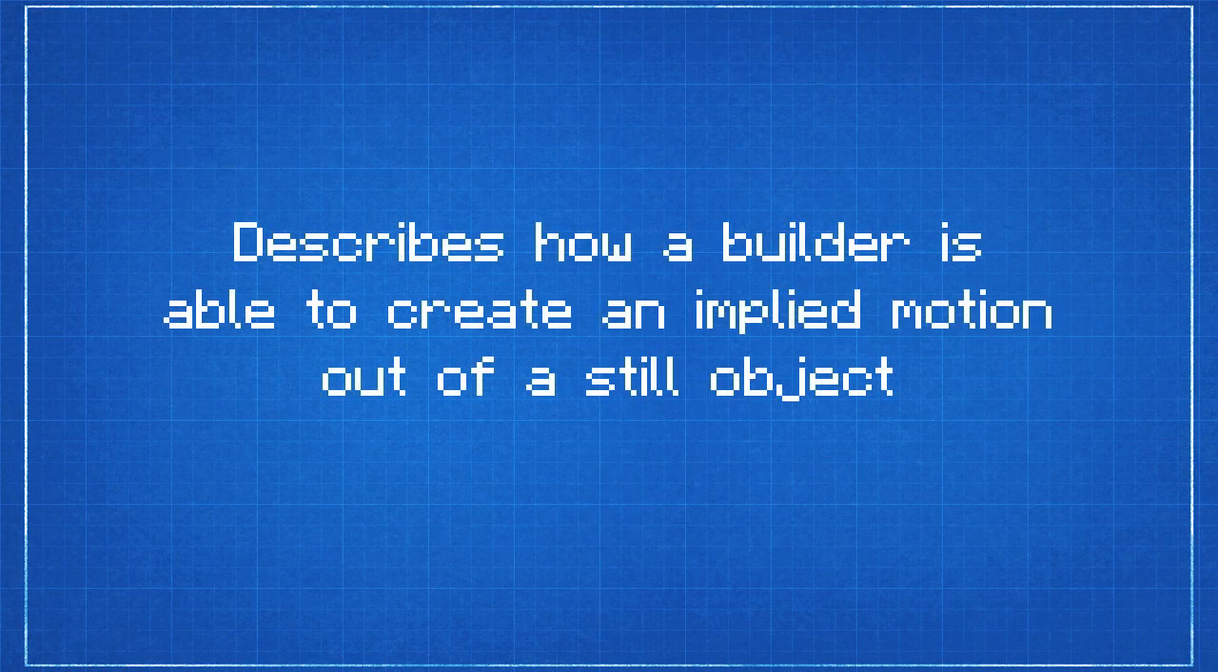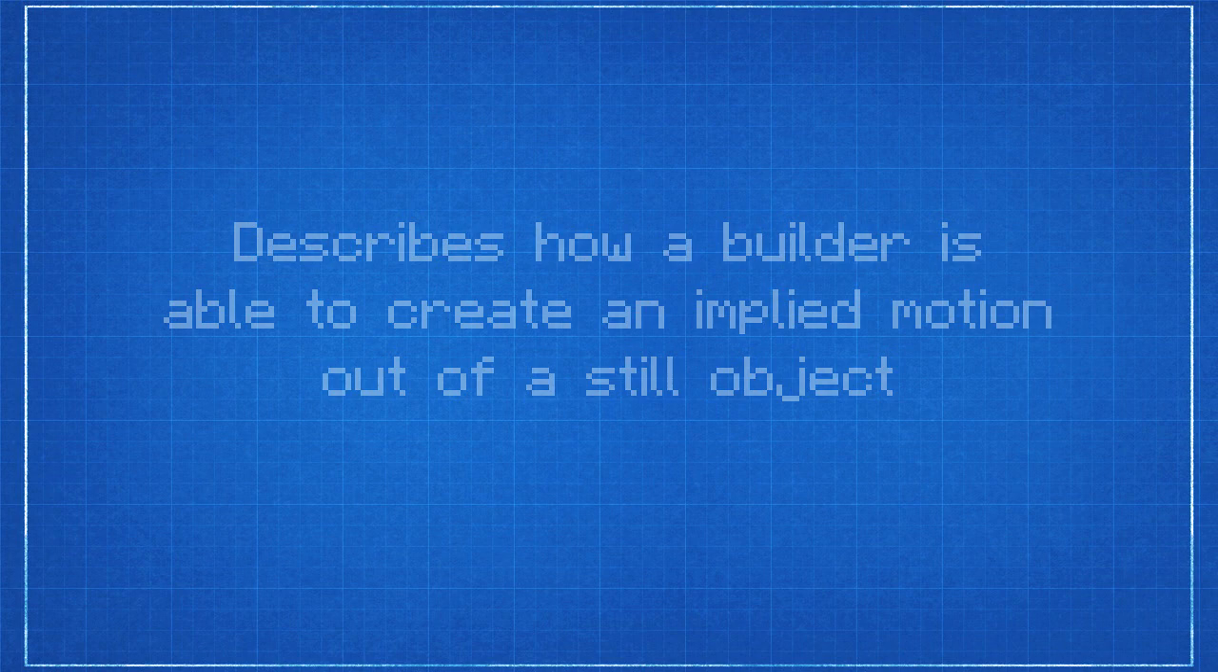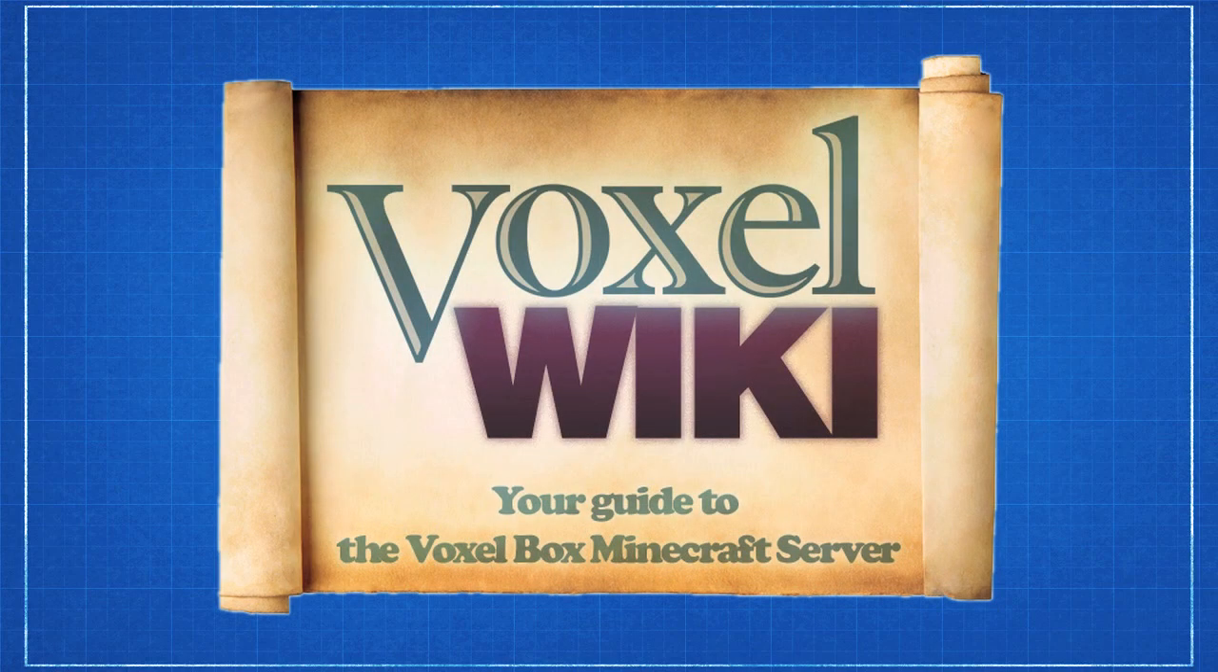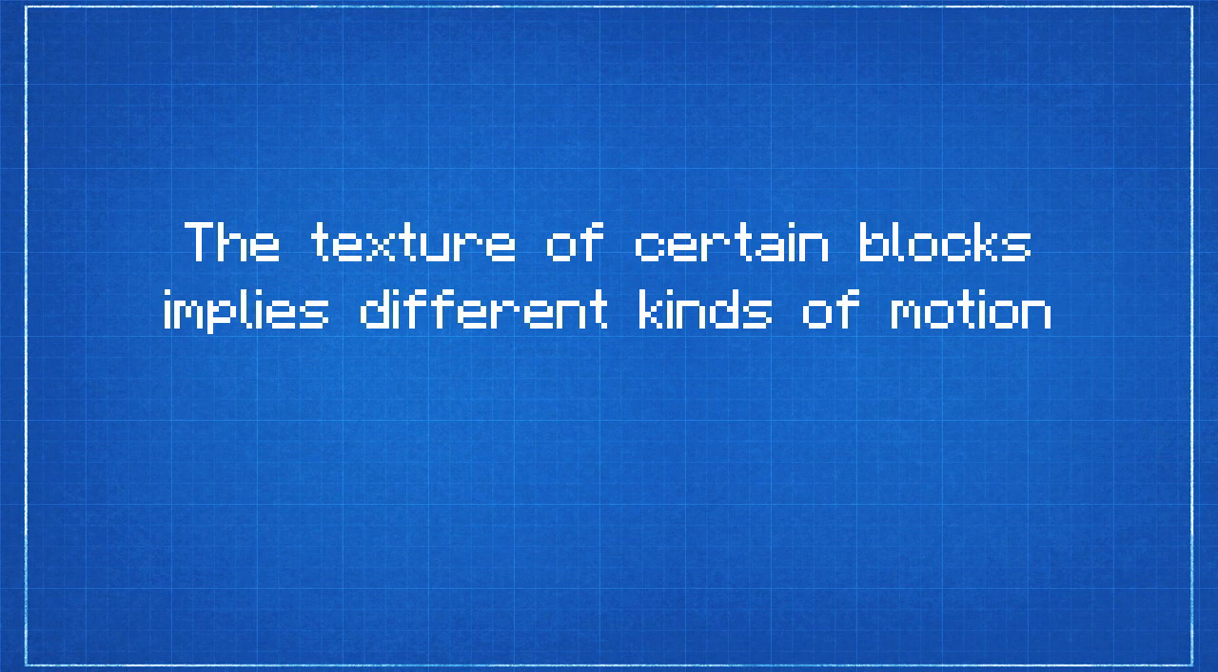Movement describes how a builder is able to create an implied motion out of a still object. One of the most universal uses of movement appears in the concept of material grain. The concept of material grain was first documented in late 2010 by Featherblade on the Voxel Wiki. He taught that the texture of certain blocks implied different kinds of motion.